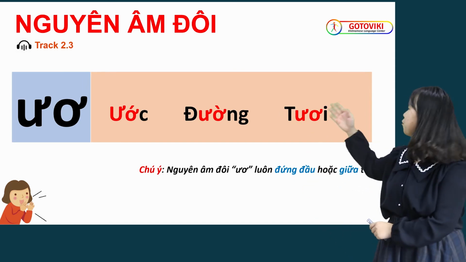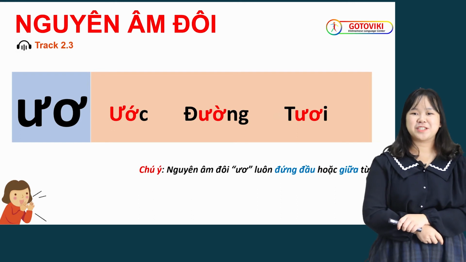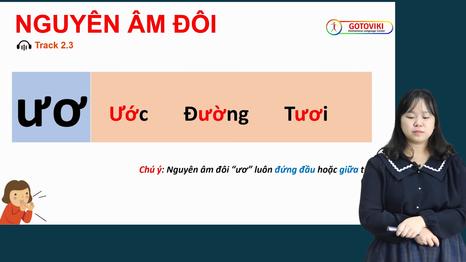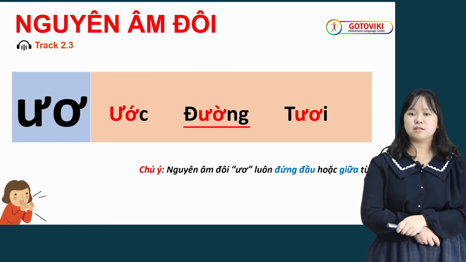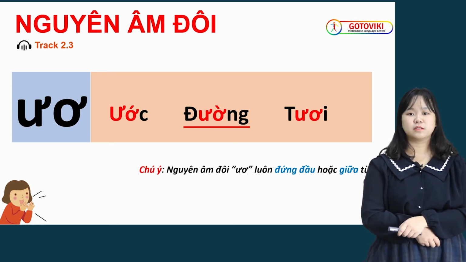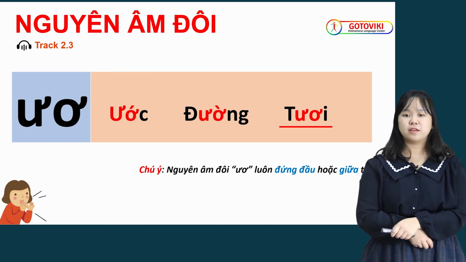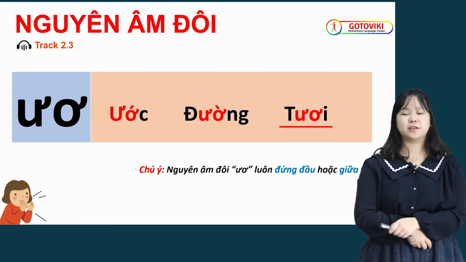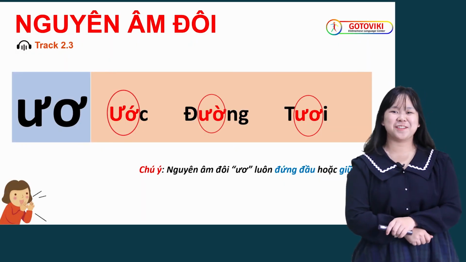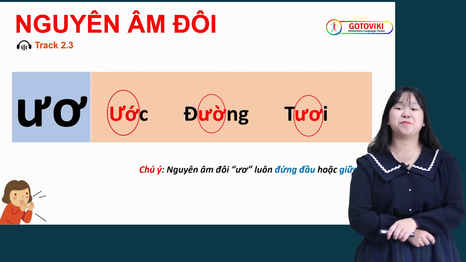Next one, this is the second way to write the vowel in Vietnamese. It is made up of two letters, and it is also pronounced the same. Repeat it to me. For example, ướt, đường, tươi. Ướt, ướt, ướt. Đường, đường, đường. Tươi, tươi, tươi. Đường in English has two meanings, the road and sugar. So in this example, you can see that the vowel stays at the beginning or in the middle of the word.